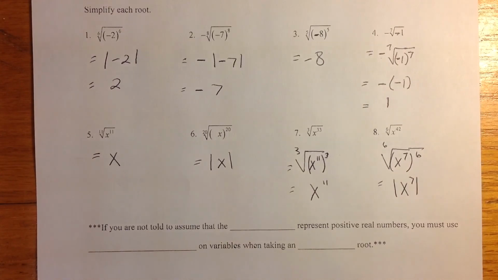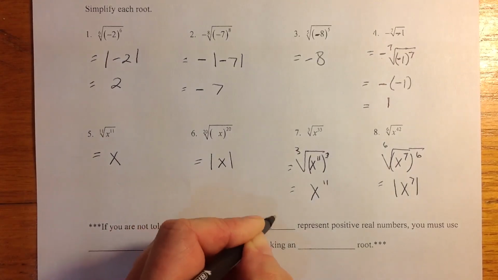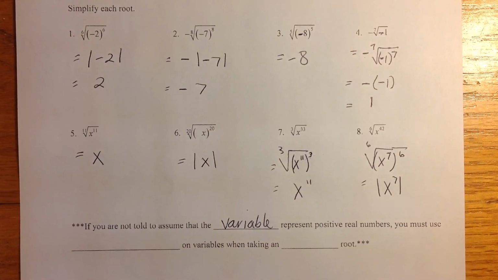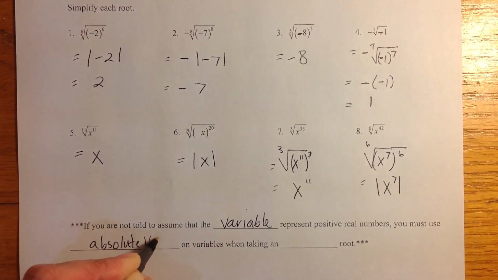So here's the summary. If you are not told to assume that the variables represent positive real numbers, you must use absolute value on variables when taking an even root.